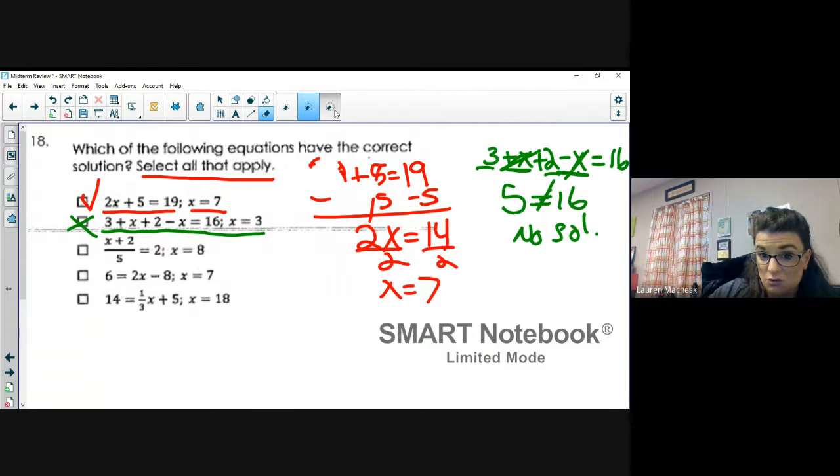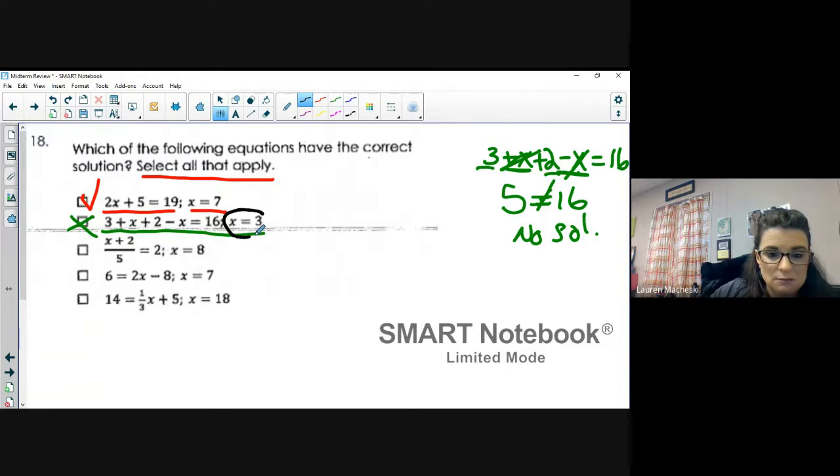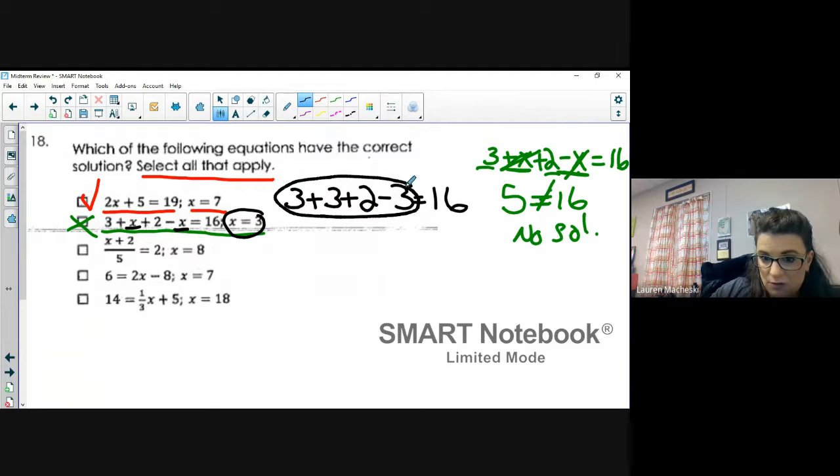Another way to approach this type of question, even in the first one, and this would actually be smart for some of y'all to do if you'd rather do it this way, is to take the given value and plug it in wherever I see x. So 3 plus x, which is 3, plus 2 minus x, which is 3. Is that going to equal 16? I literally could put this in my calculator, or you could do it in your head. 3 plus 3 is 6. 6 plus 2 is 8. 8 minus 3 is 5. And again, you have exactly what I had over there.